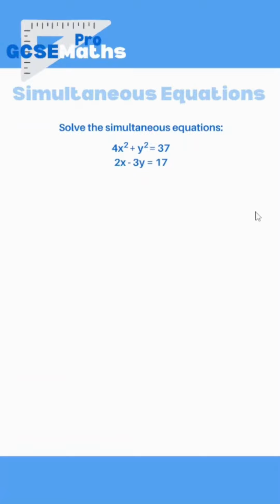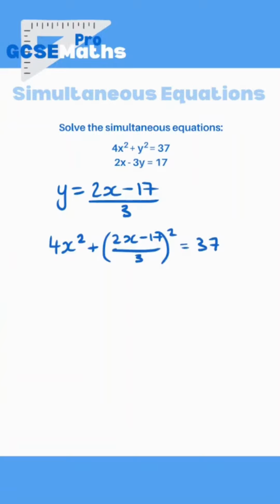So I'm going to rearrange this second equation to make y the subject. So I get y equals (2x minus 17) over 3. Then I'm going to substitute that into where I see a y in the first equation. So now we have an equation with all x's.